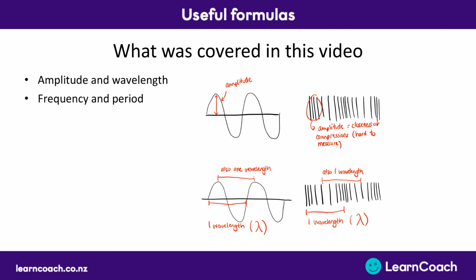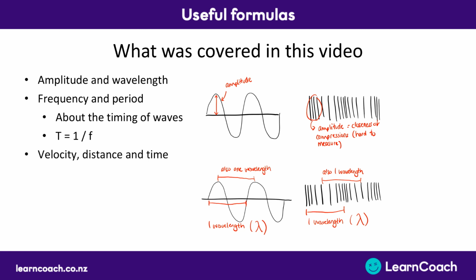Then we talked about frequency and period. These are about the timing of waves. So the frequency is how many waves pass by a point per second, and the period is how long it takes between two waves passing a particular point. And these have an inverse relationship, so period equals 1 divided by frequency. Then we looked at velocity, distance, and time, and how velocity is equal to the distance the wave travels divided by the time that it takes to travel that distance. Then we learned this equation, velocity equals frequency times wavelength, and used it on a practice question.